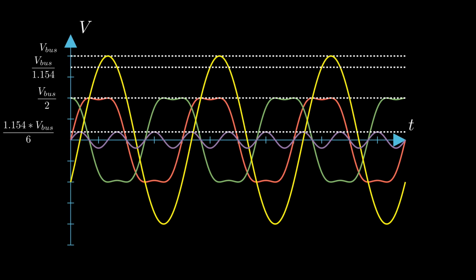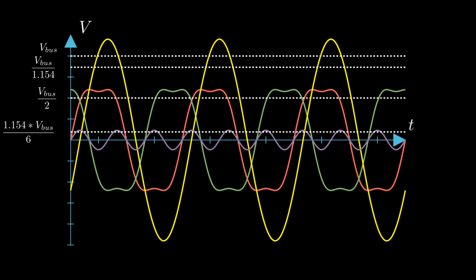The next step would be overmodulation, which would mean increasing the voltage commands past their saturation point, resulting in an increase in power output at the cost of some distortions.